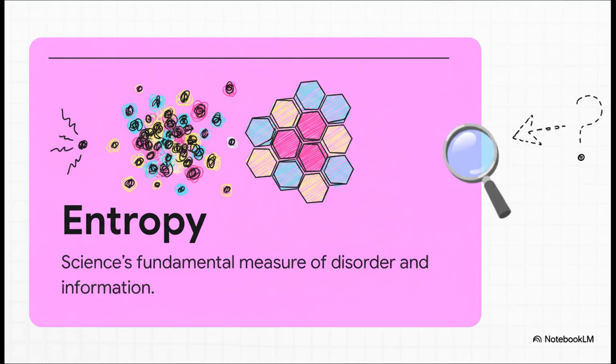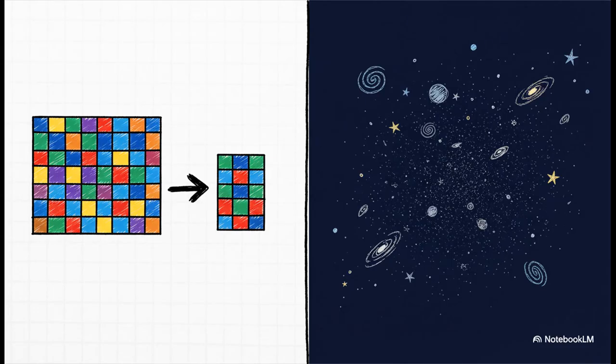And the most famous of these concepts is probably entropy. Now, you've likely heard it called disorder, but it's actually much, much deeper than that. It's really a way of counting all the possible microscopic ways the individual parts can be arranged to give you the same big picture. It's a fundamental measure of information, really. So why does that matter?